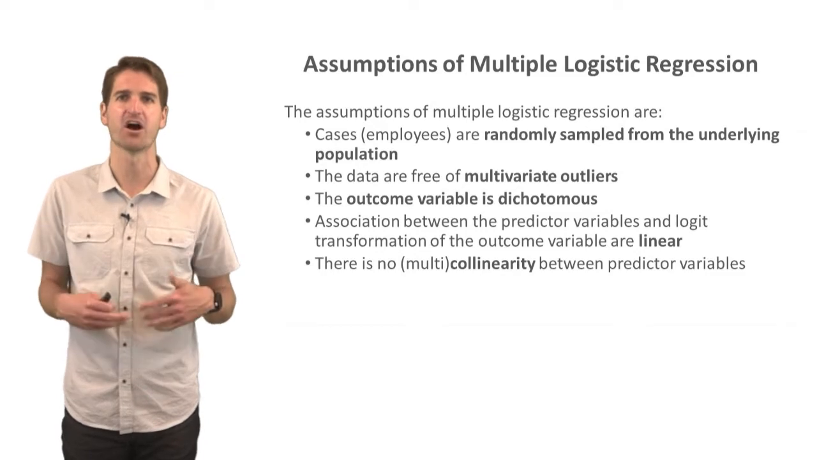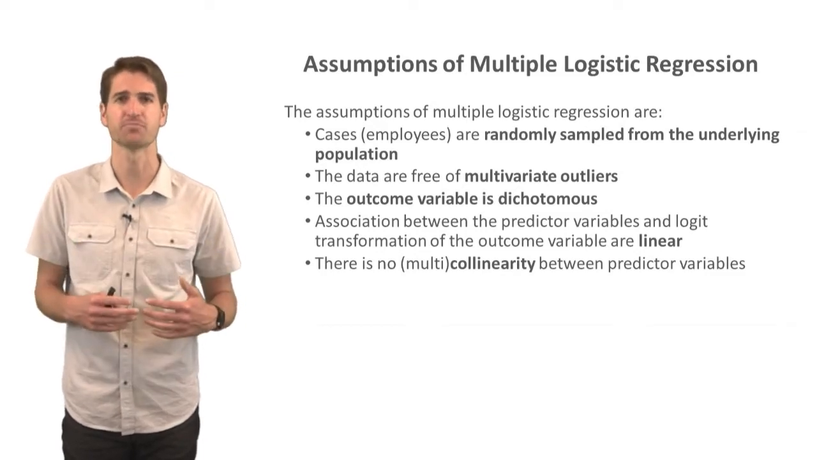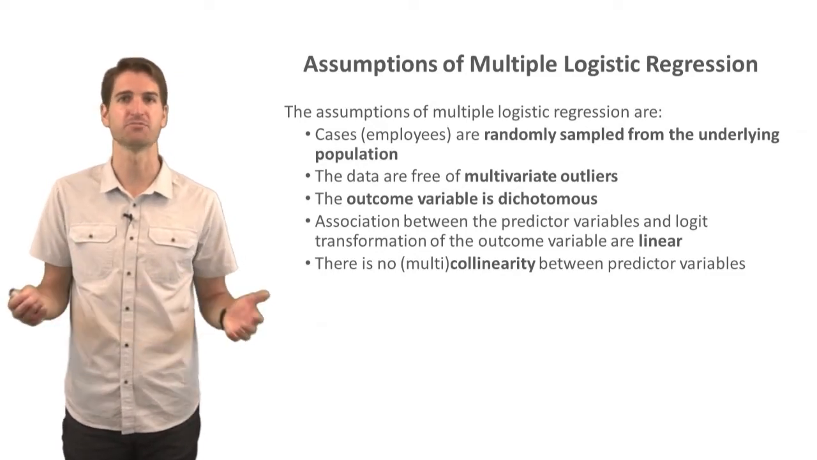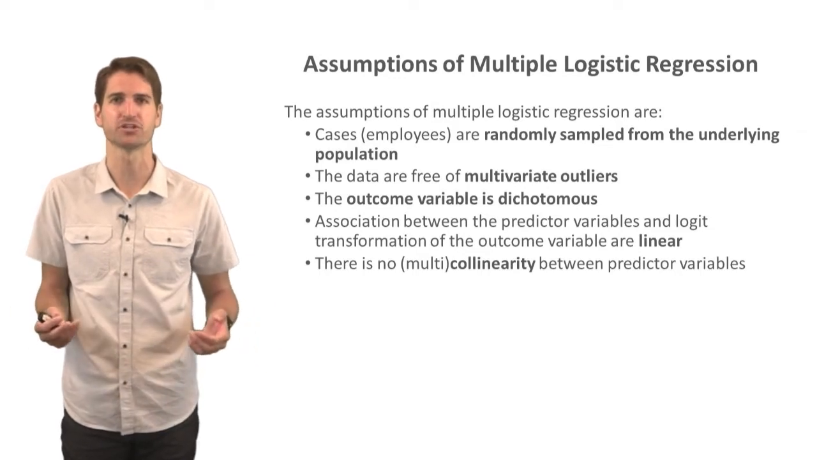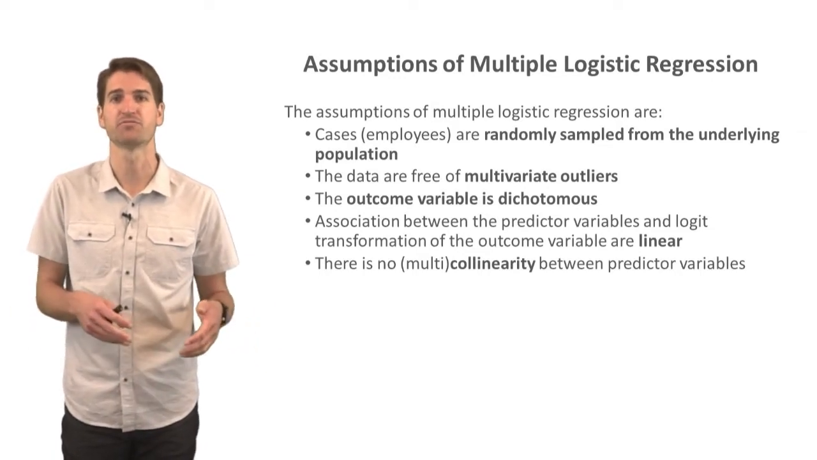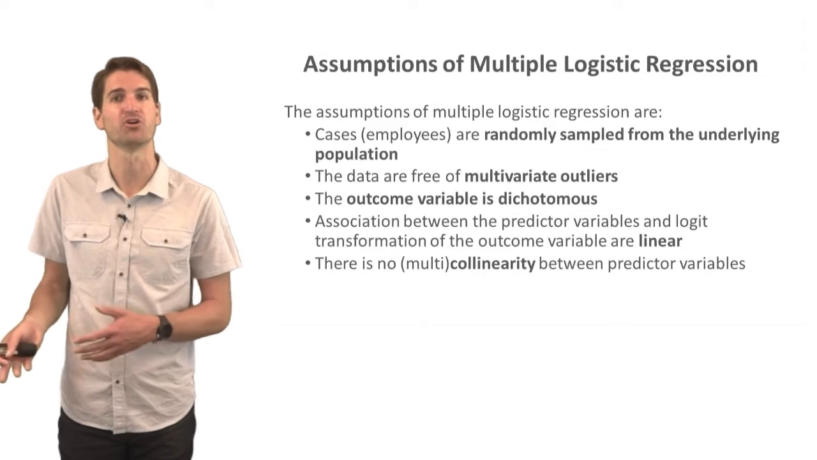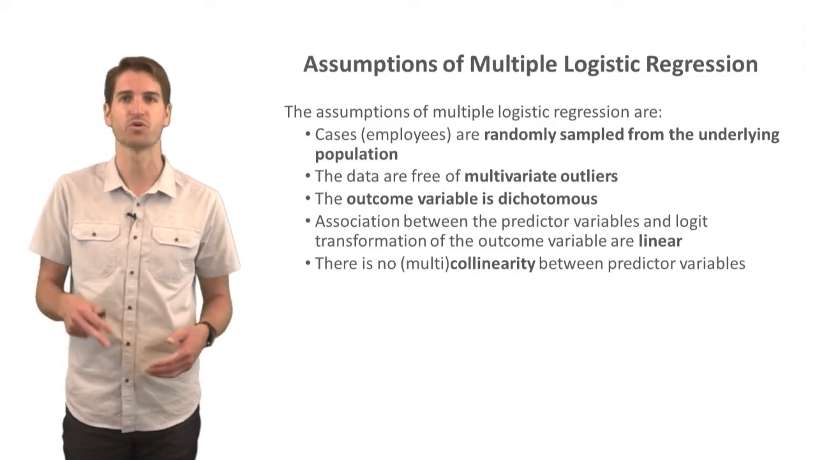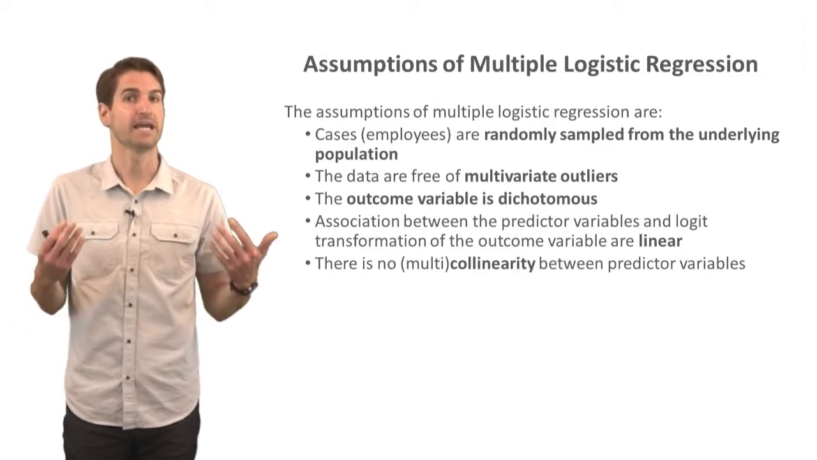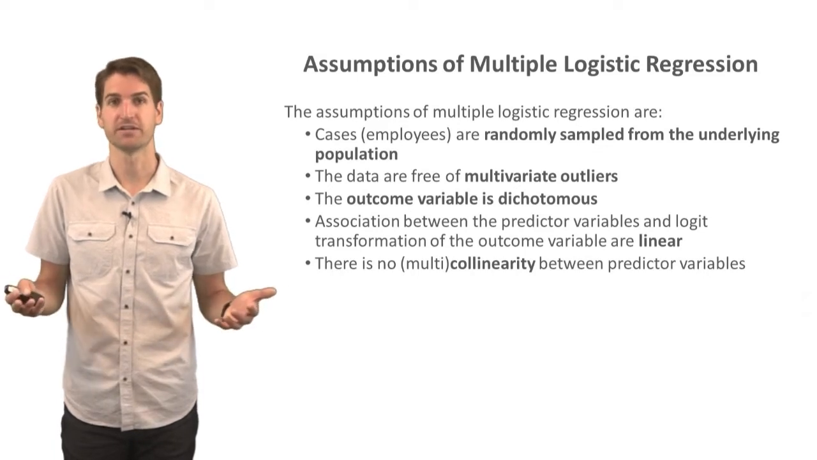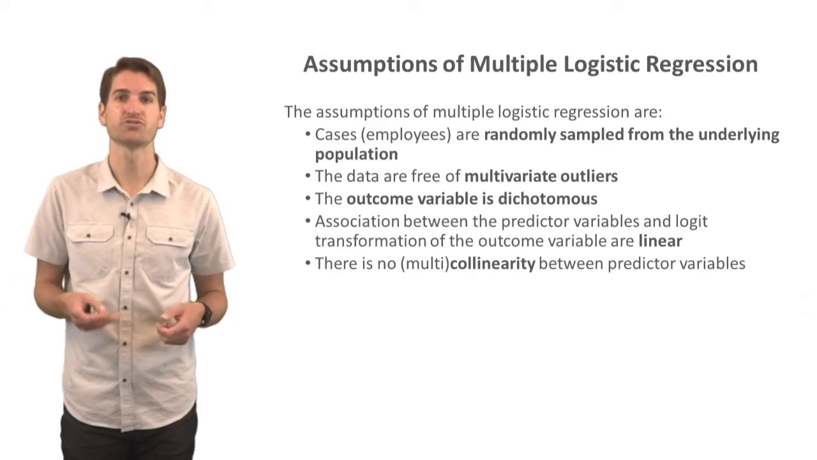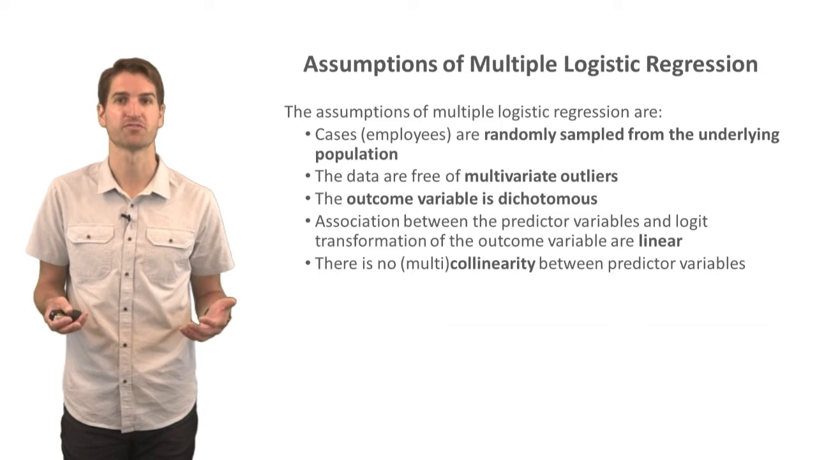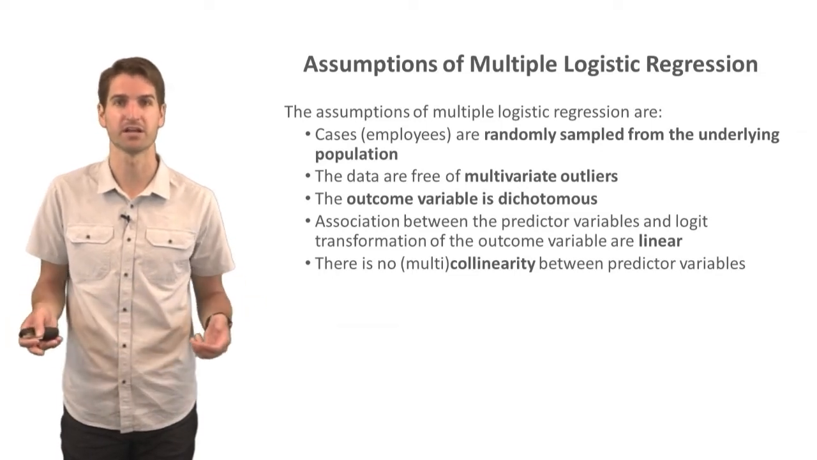Now, what are the assumptions then of multiple logistic regression? Well, really, we're just adding on an additional assumption here. The cases still need to be randomly sampled from the underlying population. The data need to be free of outliers, but in this case, specifically multivariate outliers, because we have 2 or more predictor variables. The outcome variable needs to be dichotomous, of course, and the association between the predictor variables and the logit transformation of the outcome variable needs to be linear.